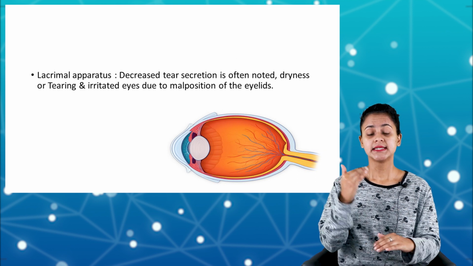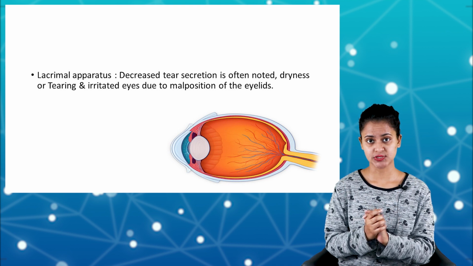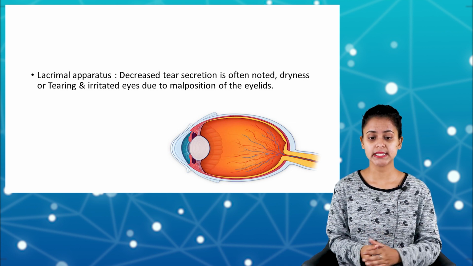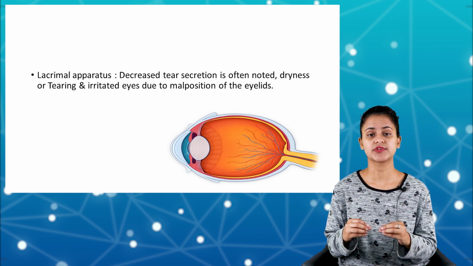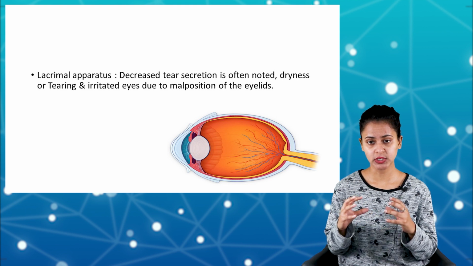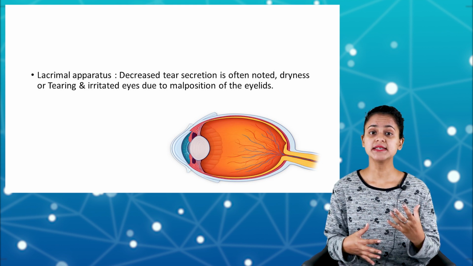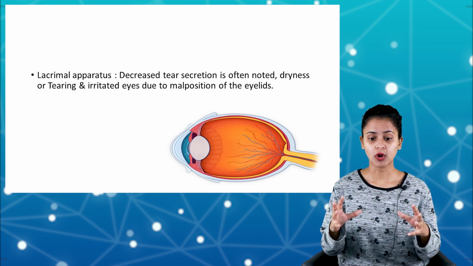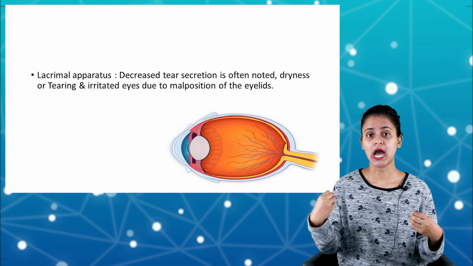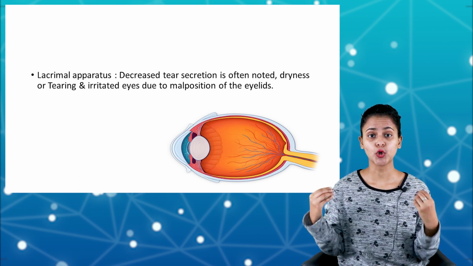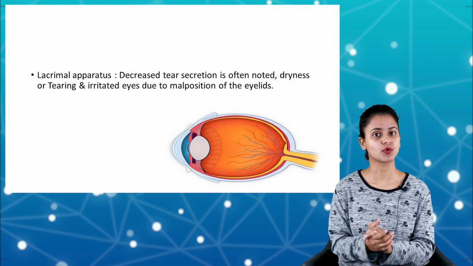Next one is the changes related to the lacrimal apparatus. We are often going to see a decrease in tear secretion among the older individuals. Dryness and tearing of the eyes, irritation of the eyes, or malposition of the eyelids will often be commonly found or commonly assessed among the older individual.